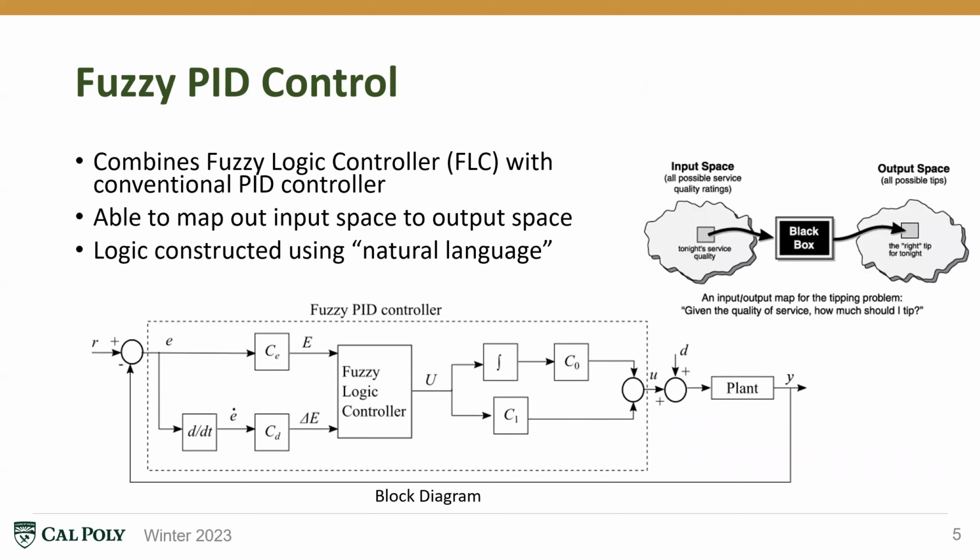Integrating a fuzzy logic controller into a conventional PID controller, the fuzzy logic controller maps the entirety of the input space to an output space, which can kind of be seen in the example on the right, where you have an input space. That input space gets fed into a black box, in this case, our fuzzy logic controller, and then that is mapped to an output space. And then looking at the block diagram on the bottom, you have an E and delta E that's fed into the fuzzy logic controller, and you get an output U. The logic controller is also constructed using natural language, as we will cover in the next few slides.